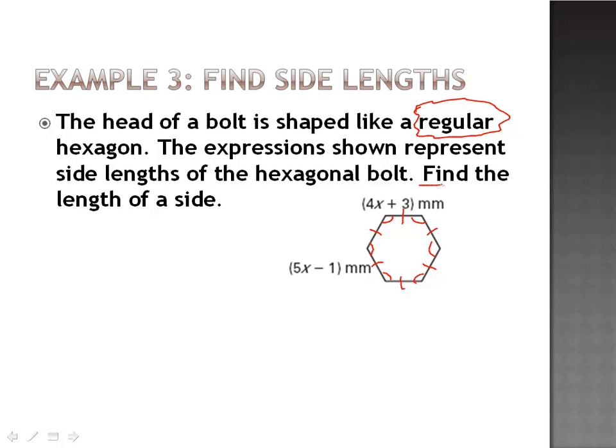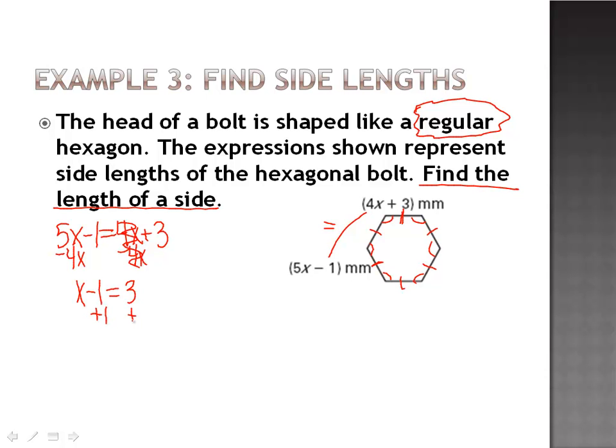The question says, find the length of a side. Well, since these sides are the same, we can set these two expressions equal to each other and solve for x. So 5x minus 1 equals 4x plus 3. Subtract 4x from both sides to combine our like terms. So I have x minus 1 equals 3. Add 1 to both sides and x equals 4.